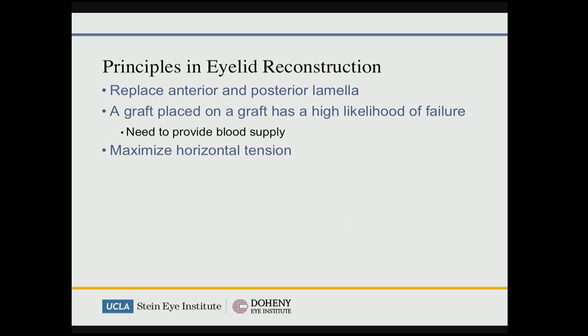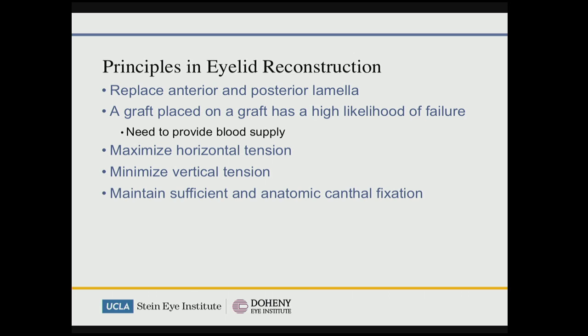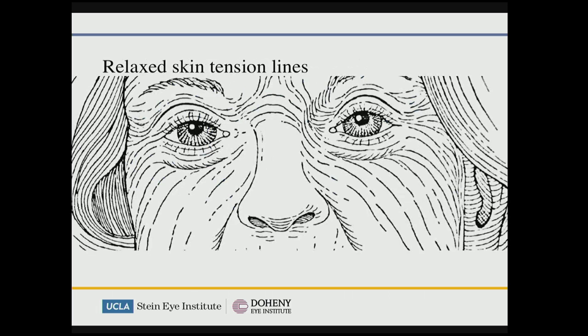Other important principles in eyelid reconstruction are maximizing horizontal tension, minimizing vertical tension, and maintaining sufficient and anatomic canthal fixation. What that means is when you're looking at an area in the eyelid, if there's a lesion, for example, that's been biopsied, it's really important to close that lesion in a way that maintains the position of the eyelid and avoids any sort of ectropion by maximizing horizontal tension, minimizing vertical tension.